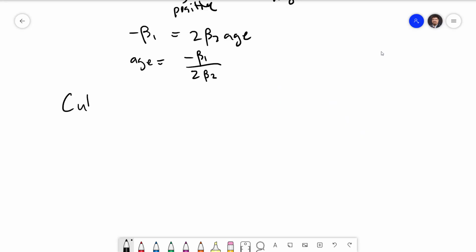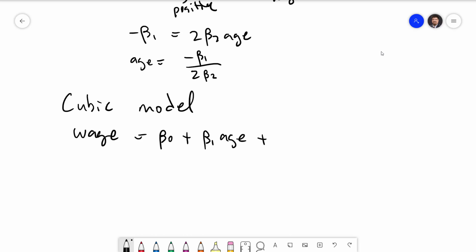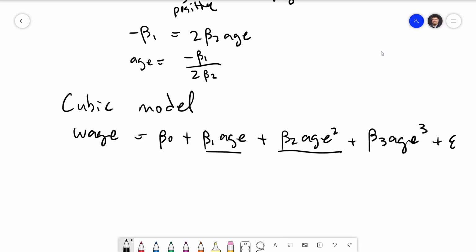Polynomial regression models do not just have to stop at quadratic. We can keep adding more terms and get a cubic model. This is going to look something like wage equals beta naught plus beta 1 age plus beta 2 age squared plus beta 3 age cubed plus epsilon. Remember again to always include the lower order terms as we add more. This is what allows us to build a complex, nuanced shape in our curve.